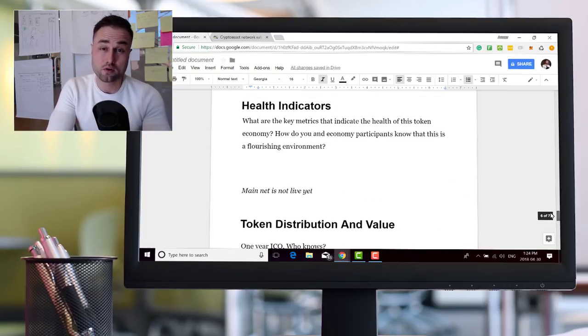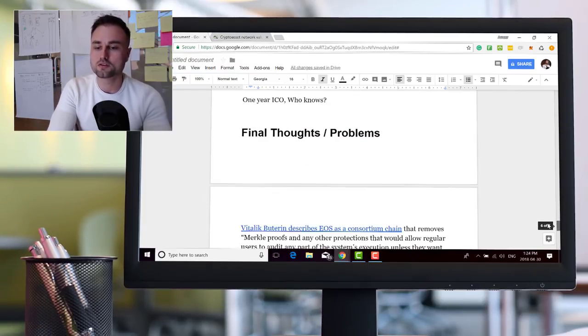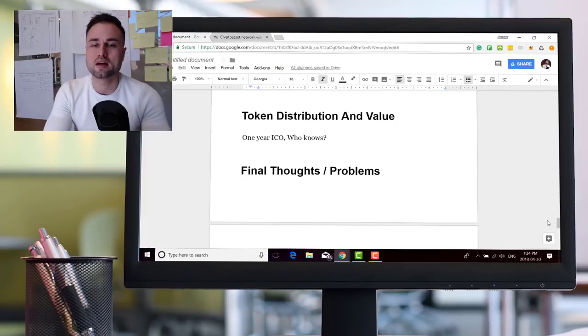Health indicators, I really don't know. Mainnet hasn't launched yet. That happens sometime in June. Token distribution and value: it's hard to predict value as an investor. Like I said at the beginning, I don't really care about investing prices, etc.